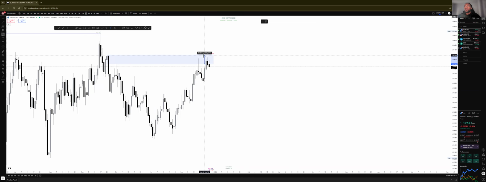This is about 40 pips, 41 pips. That's a crazy stop loss. You're not going to make any money. No, of course not. What you're going to do is you're going to scale.